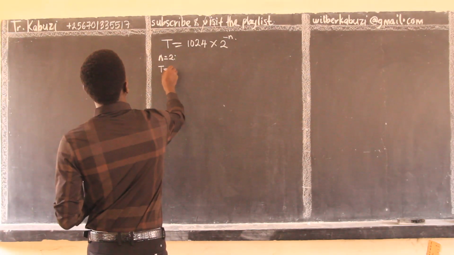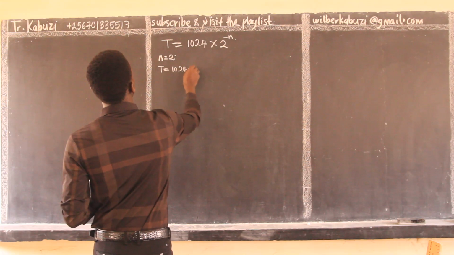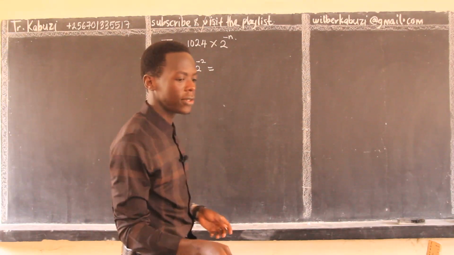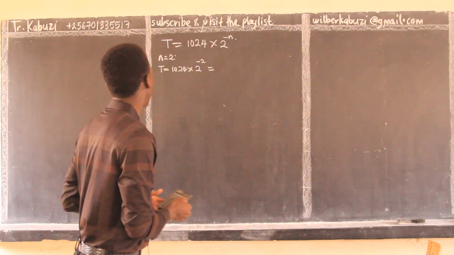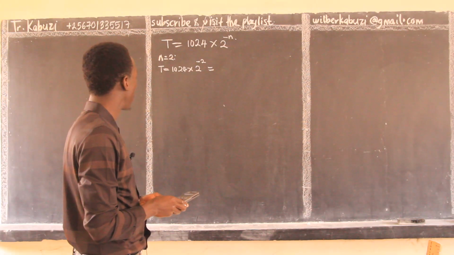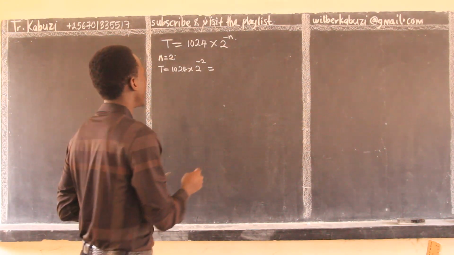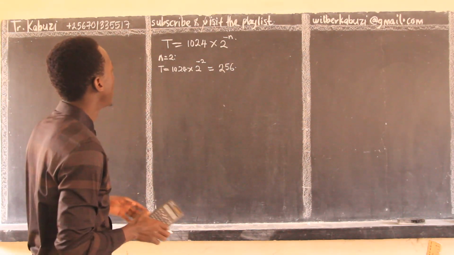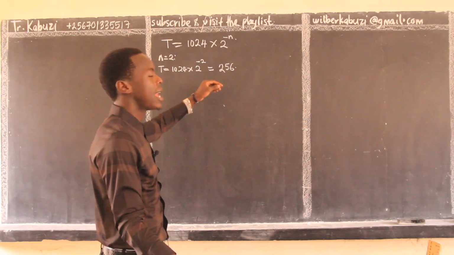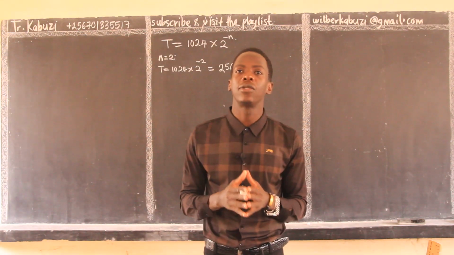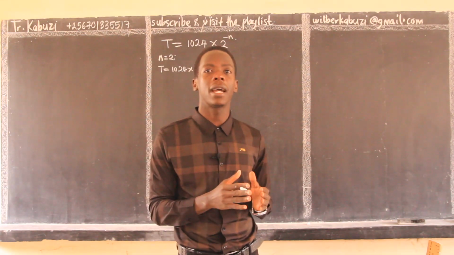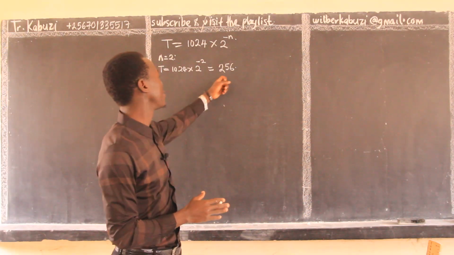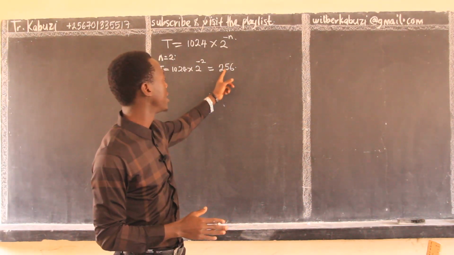So now my t will be, where did I put this n? 2. Here you can use your calculator. This one now I'm getting 256. Now you said that for a number to be in standard form, the first figure before the decimal point should be between 1 and 9. See this one, there is no decimal point, so now we shift the decimal point.